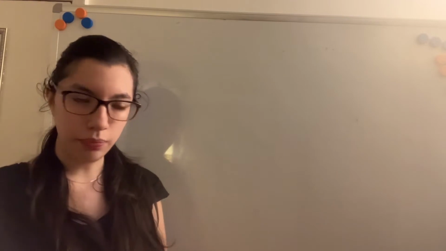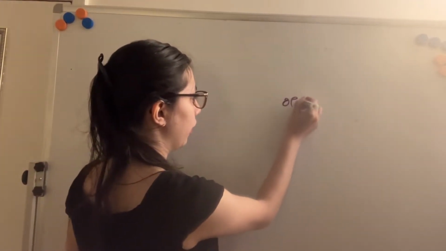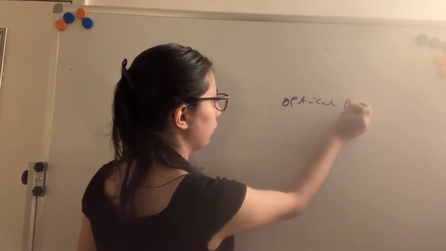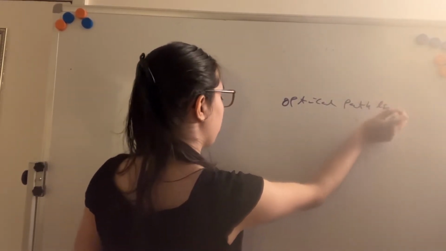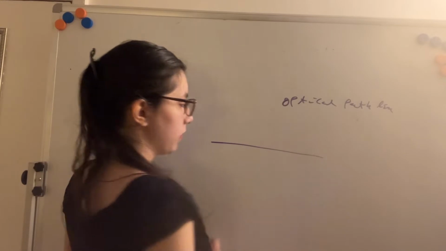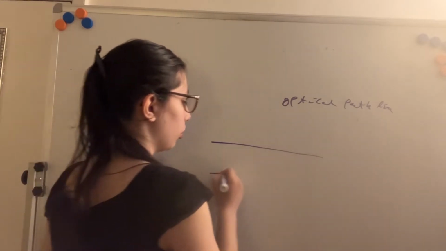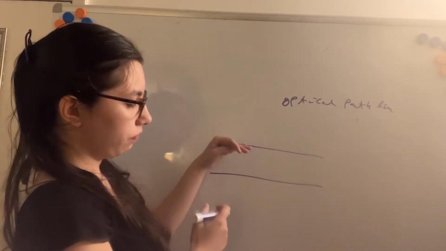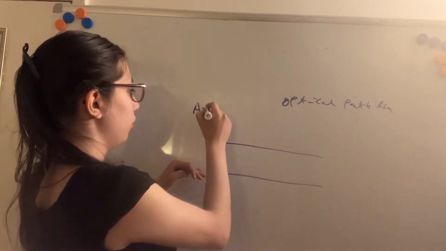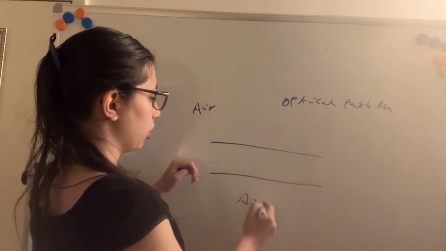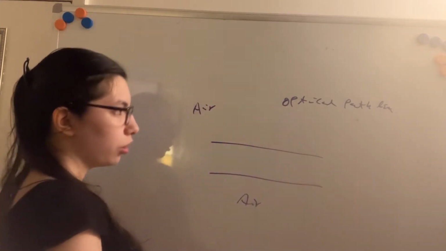Now we're going to see the constructive and destructive interference with a thin film. First, we need to see what is the optical path length. Here, suppose we have a surface. Well, actually, it could be a film. Here could be air, and here soap or whatever.